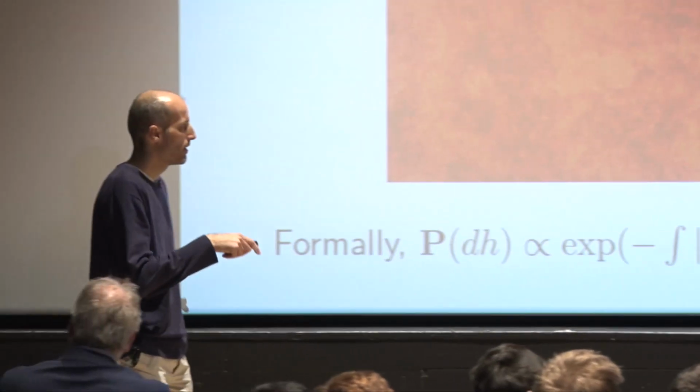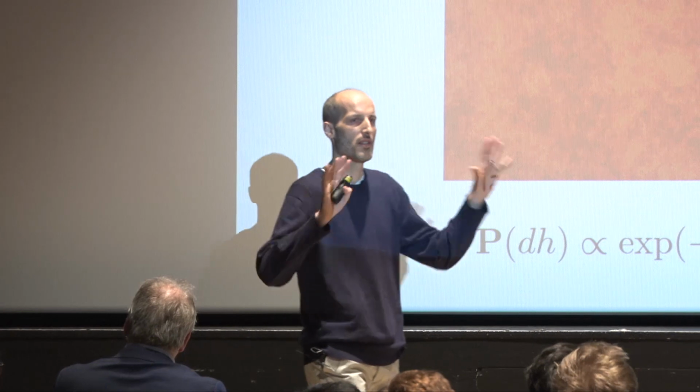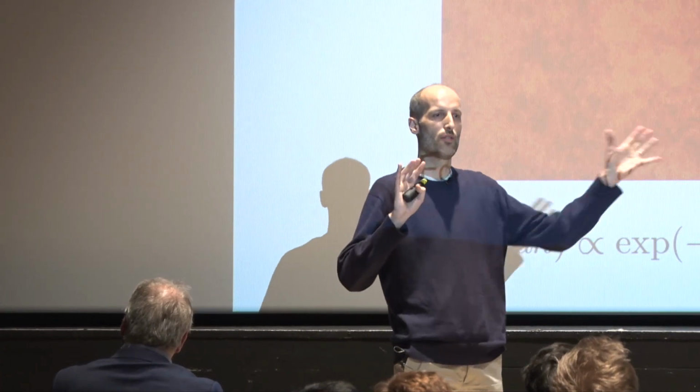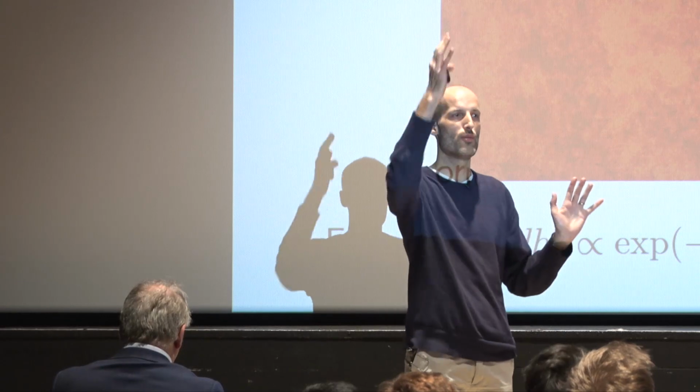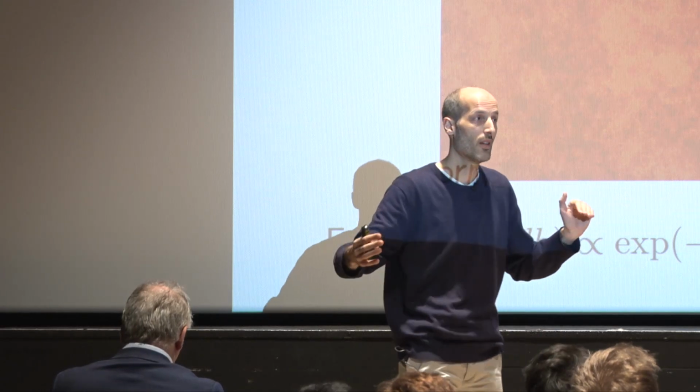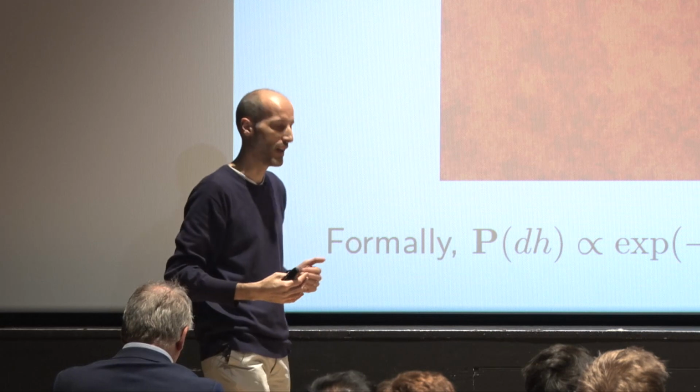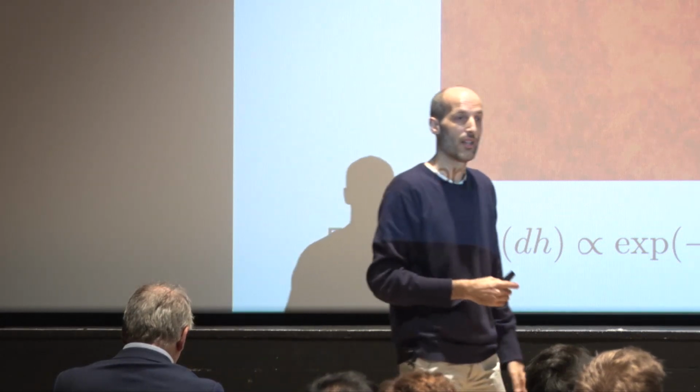But it's still an object that has a description similar to the Brownian motion, which is a description completely in terms of this Gaussian distribution, which was that bell curve that we saw at the very beginning on the first slide.